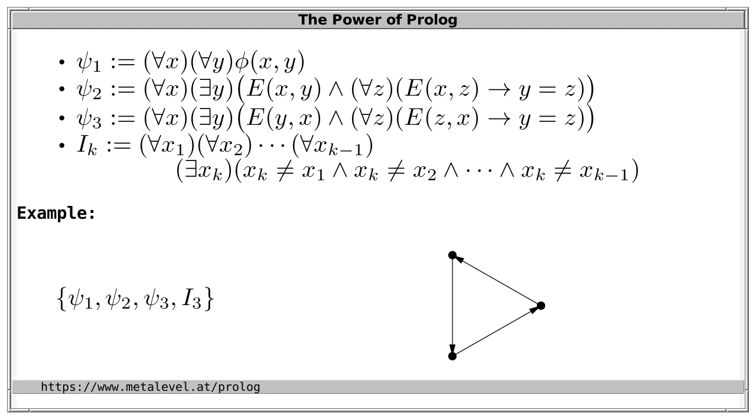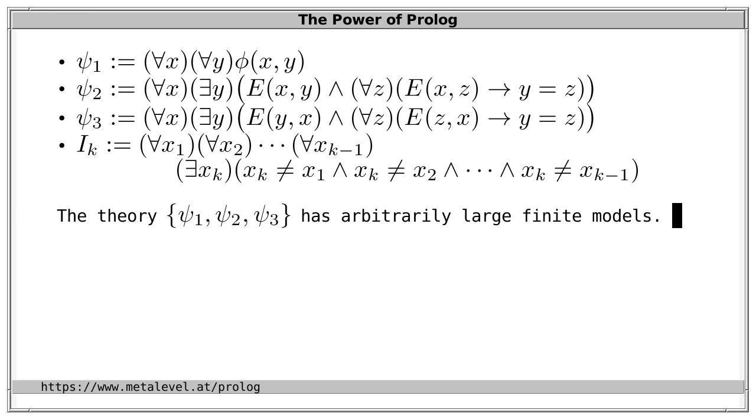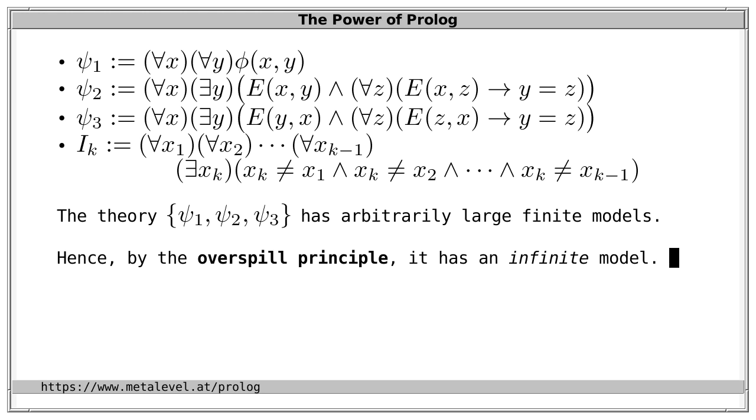And this theory clearly has a model. Take, for example, the directed cycle with 3 nodes. Likewise, there is also a model with 4 domain elements, and also with 5, also with 6 and 7. And it's easy to see that our theory, which describes a cycle graph, has arbitrarily large finite models. And therefore, by the overspill principle, it also has an infinite model.